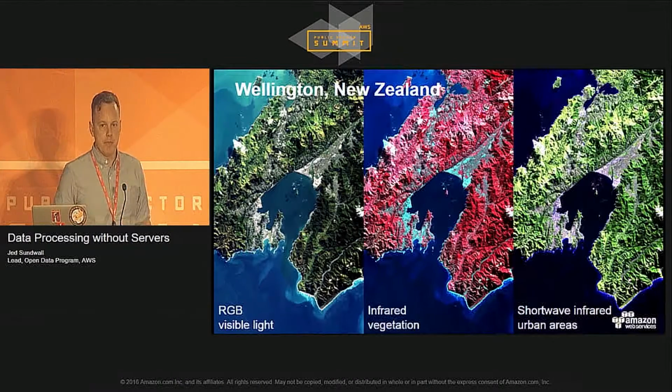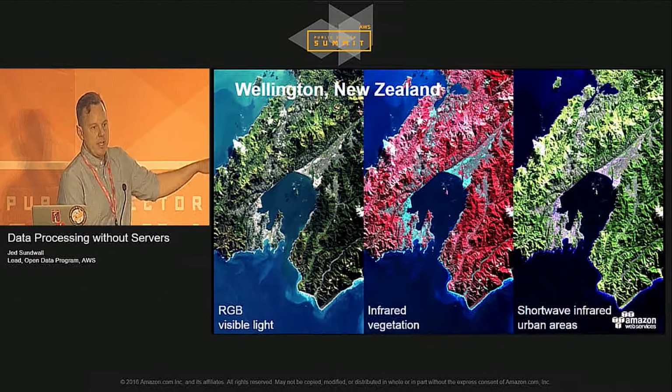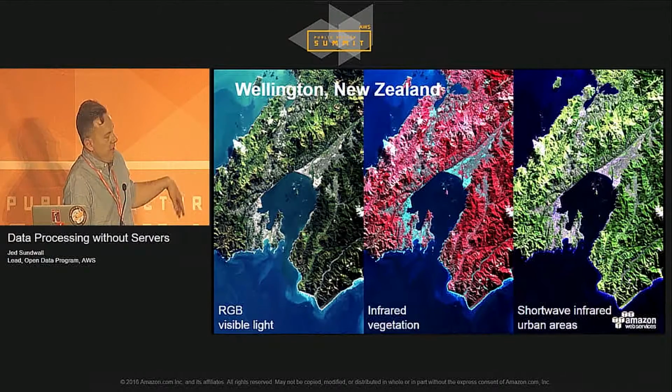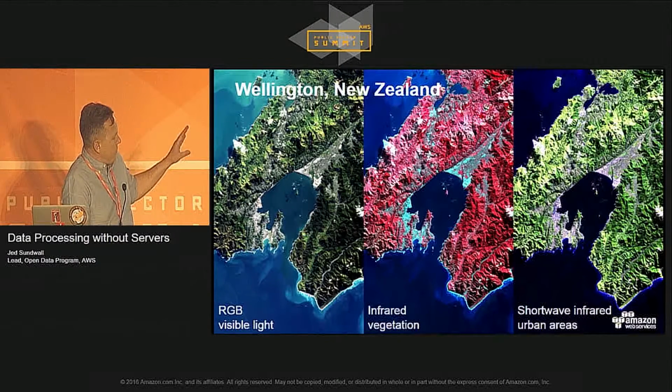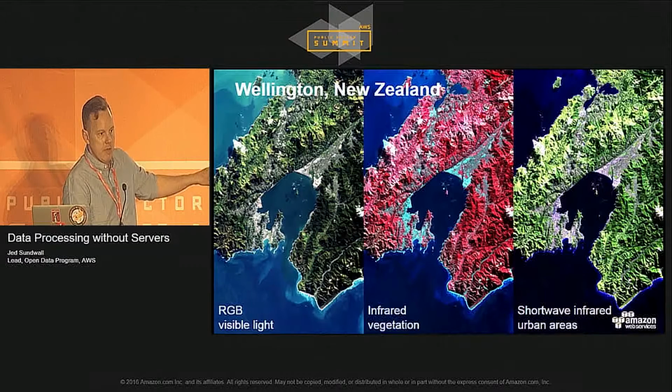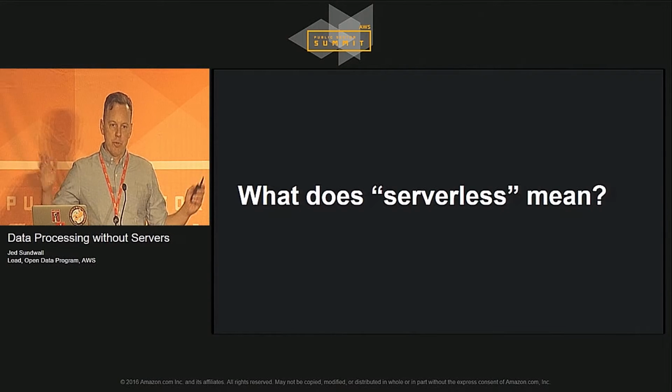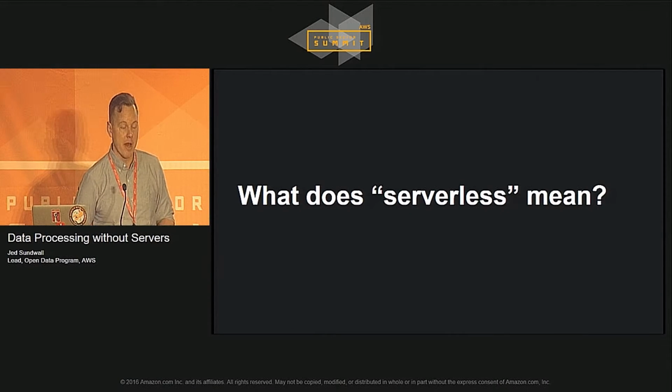This is just an example of some of the kinds of visualizations you can make with Landsat data. These are three different combinations of different wavelengths of light. This is Wellington, New Zealand, on a nice cloudless day. We've got a good natural color image, one that highlights vegetation in red using some infrared data, and another that highlights urban areas, also using infrared data. So that's a brief overview of Landsat. I'll be talking a little bit more about it.